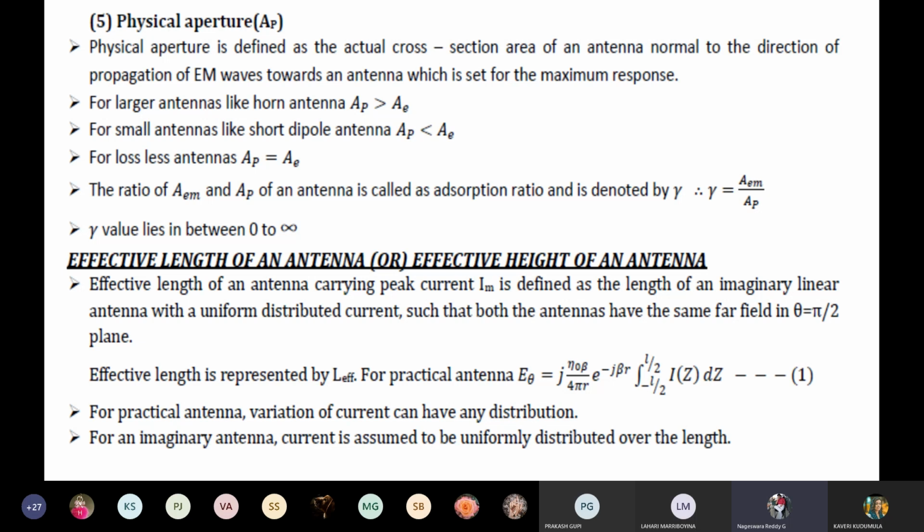For practical antenna, E suffix theta is equal to j into intrinsic impedance of free space into beta by 4 pi r, into e power minus j beta r, integration lower limit minus L by 2 to upper limit L by 2, I of z dz. That is equation 1. That is the electric field formula of a practical antenna. For a practical antenna, the variation of current can have any distribution. For an imaginary antenna, current is assumed to be uniformly distributed over the length.